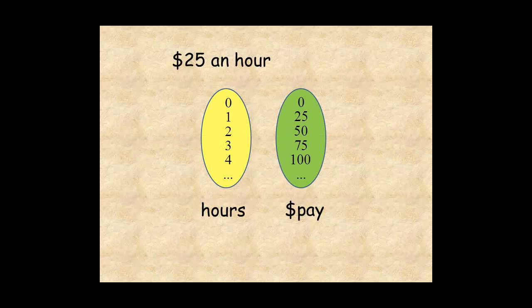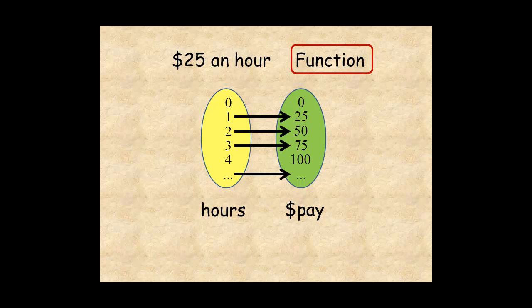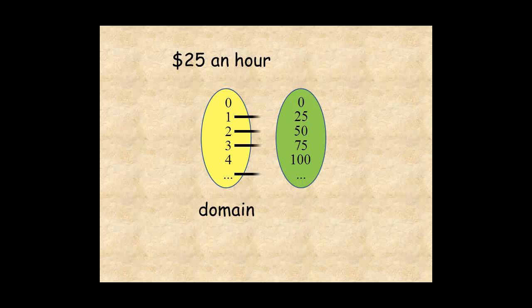This relation is a function because one input number of hours is related to only one output amount of pay. When each element of the domain is related to only one element in the range, the relation is a function.